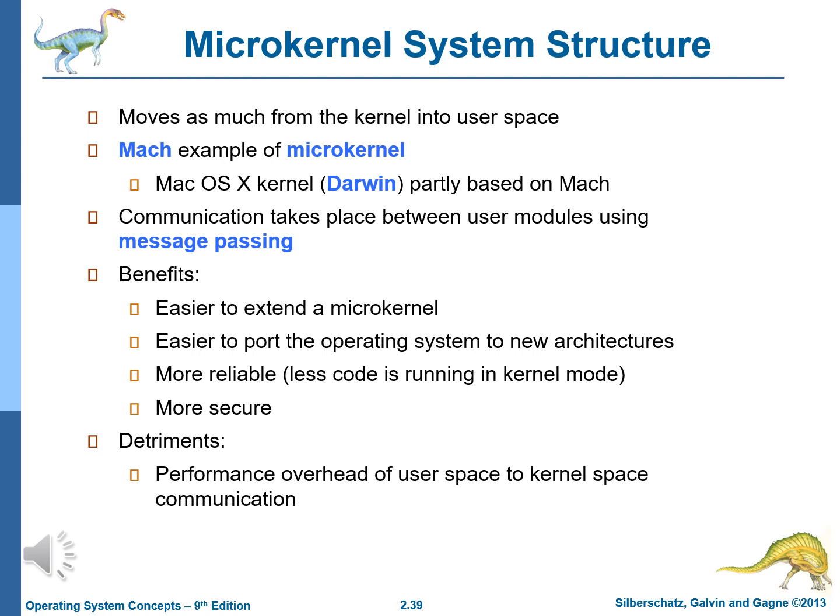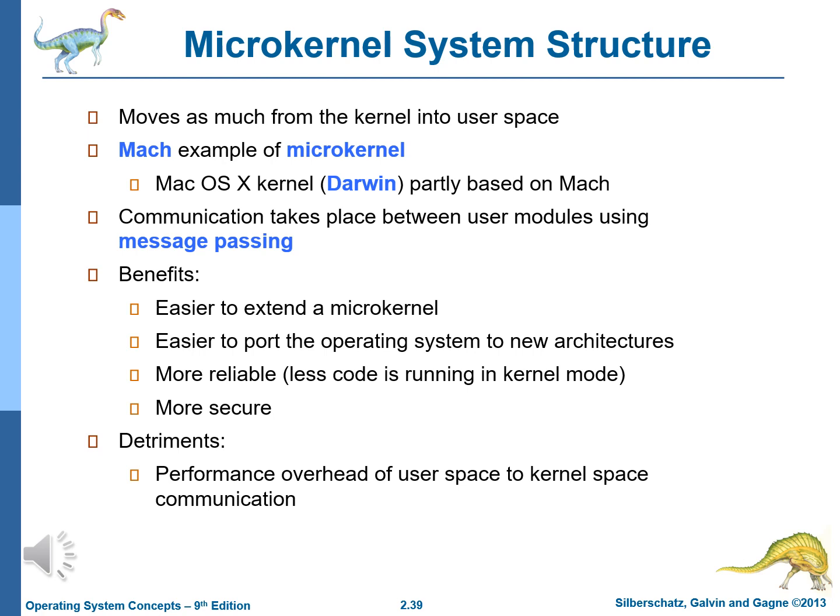Microkernels. We have already seen that as Unix expanded, the kernel became large and difficult to manage. In the mid 1980s, researchers at Carnegie Mellon University developed an operating system called Mach that modularized the kernel using the microkernel approach. This method structures the operating system by removing all non-essential components from the kernel and implementing them as system and user level programs.